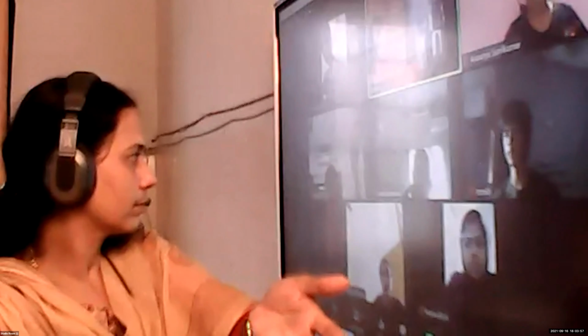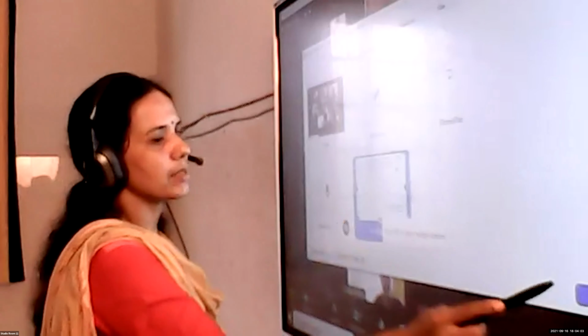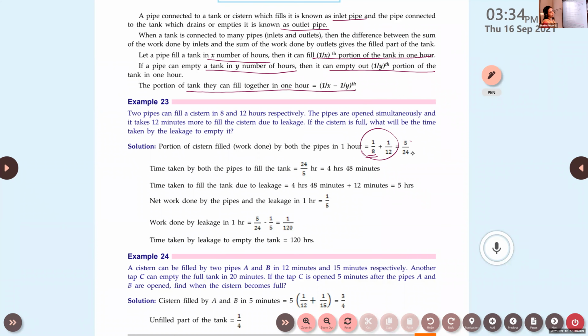Similarly, another pipe is there. If you keep both pipes open, what is the time taken? First you have to find the part filled: 1 by 8 plus 1 by 12 is 5 by 24. So time taken is the reciprocal, 24 by 5 hours, which is 4 hours 48 minutes. Now it is given that it will take 12 minutes more. So total time taken is 4 hours plus 48 plus 12 minutes, which is 5 hours. Is it clear? It takes 5 hours to fill the tank with the leakage.